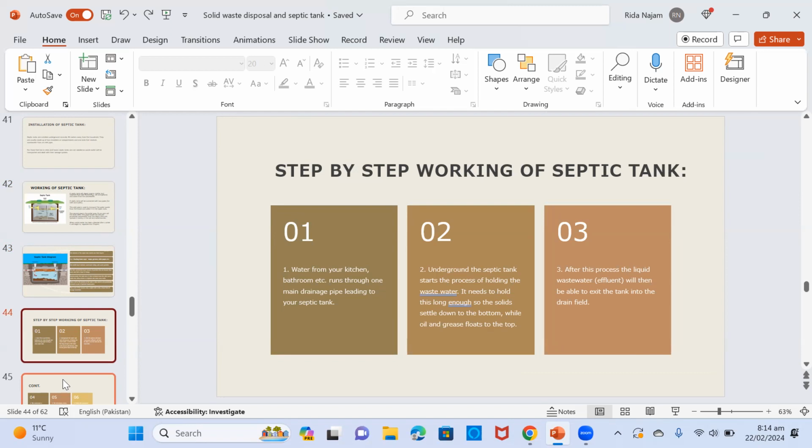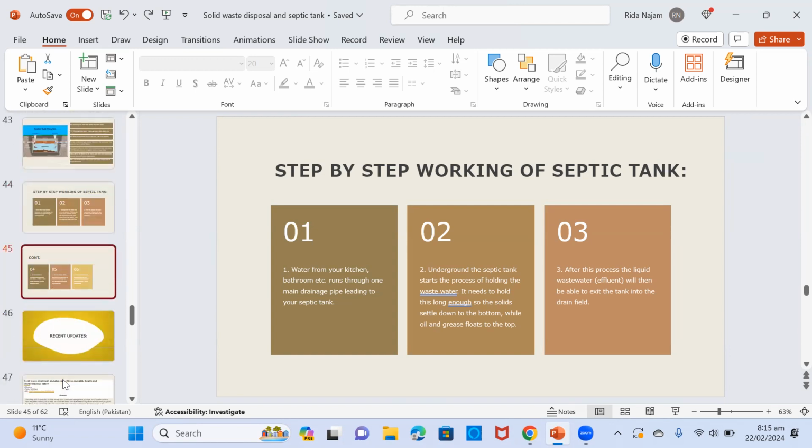The step-by-step working of a septic tank. Number one, water from your kitchen, bathroom, etc. runs through one main drainage pipe leading to your septic tank. Two, underground the septic tank starts the process of holding the wastewater. It needs to hold this long enough so the solids settle down to the bottom while the oil and grease flow to the top. Three, after this process, the liquid wastewater, also known as the effluent, will then be able to exit the tank into the drain field.